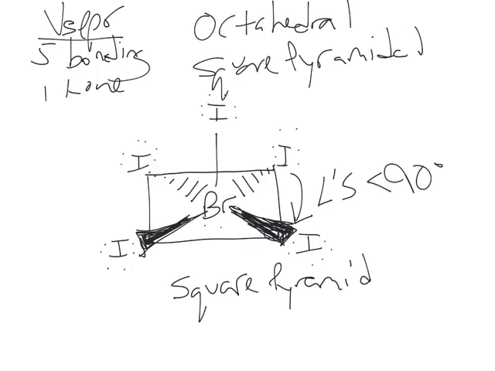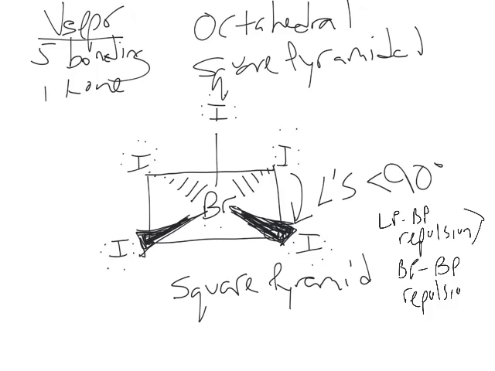Furthermore, as we'll see more in depth on the contour diagram that will be drawn, the lone pair to bonding pair repulsion is greater than the bonding pair to bonding pair repulsion, which is pushing both of these wedges.